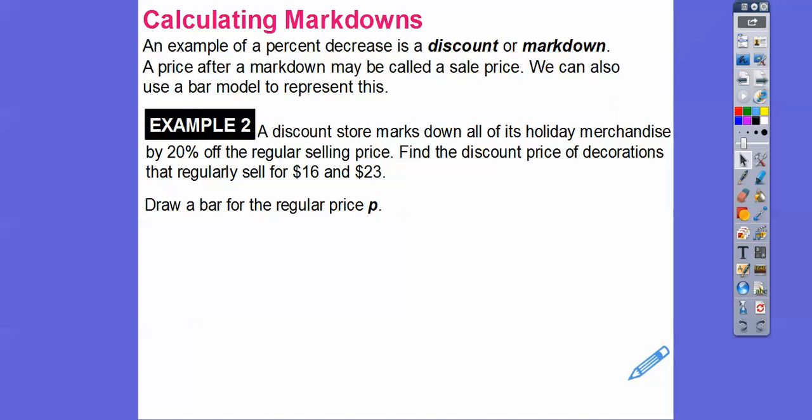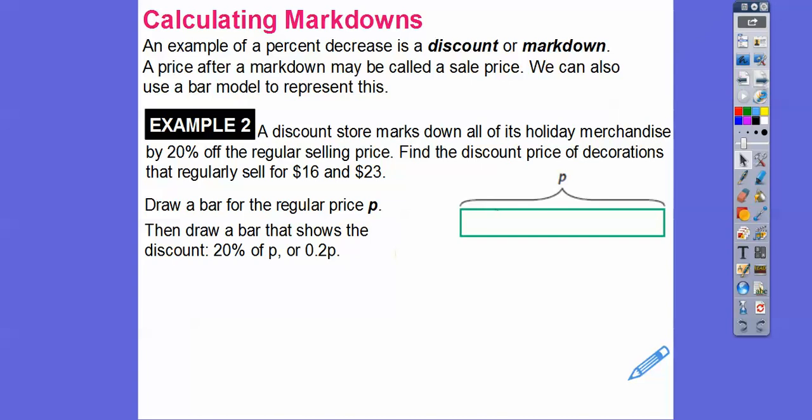Okay, so let's draw bar models for this. Just draw any bar for P. So there's P right there. And then next we're going to draw a bar that shows the 20% discount. So 20% is like 1/5, you guys. So if you think about dividing these into 1/5.